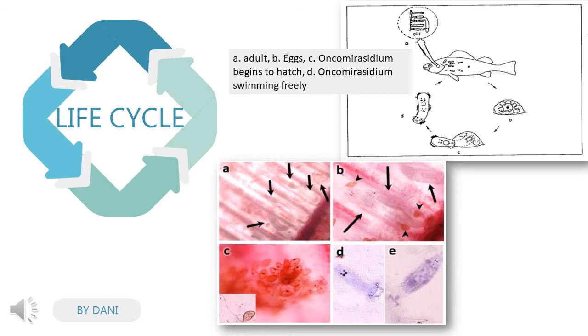Once attached, the oncomiracidium metamorphoses into an adult parasite, taking 4 to 7 days. This parasite becomes an adult and produces eggs in 7 days. The life cycle is 20 to 30 days.